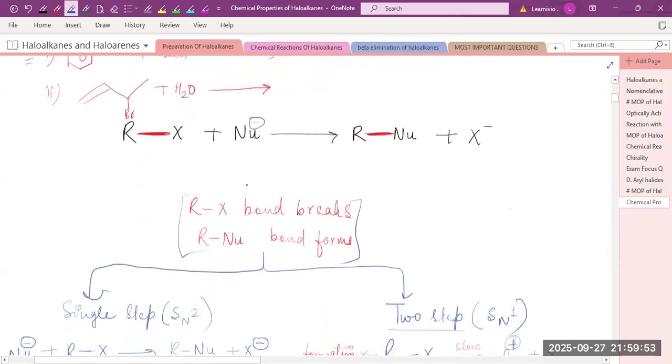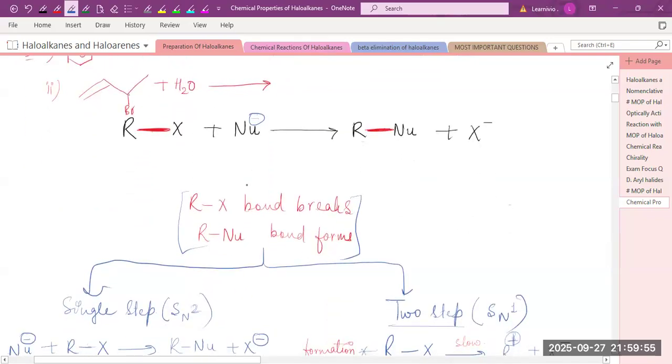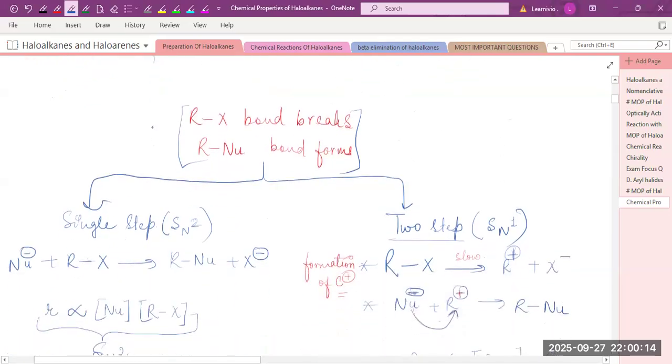Now, what you're supposed to do basically, the RX bond will be broken. This bond you have to break. The bond of the haloalkane, this RX bond will be broken, and a new bond will be formed between the nucleophile and the alkyl group of the haloalkane. That's what you have to do in the nucleophilic substitution reaction.